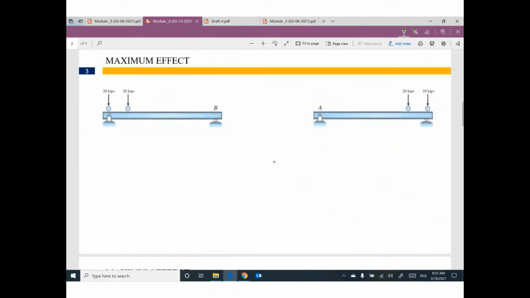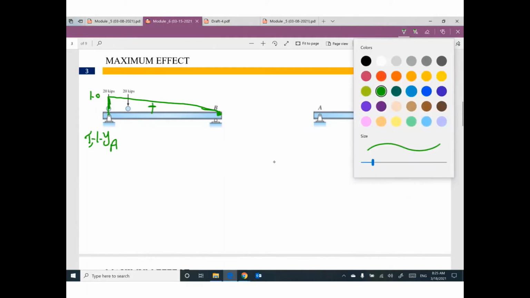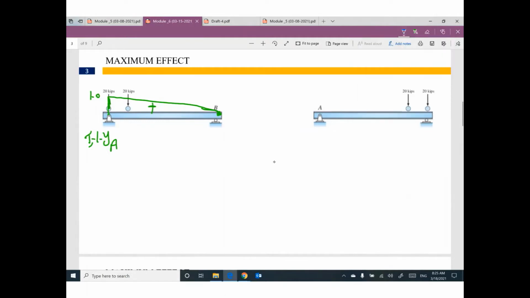Just to remind you, the influence line for reaction YA was something like this. Here is 1, here is 0, positive. So I decided to put the first wheel of the truck here. The second wheel, no choice, must be at a distance of 8 feet. I don't have a choice. If you decided the first wheel, the second wheel must follow the first one by 8 feet.